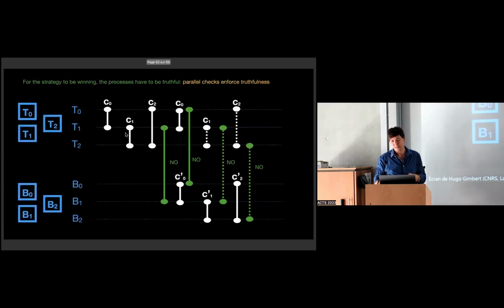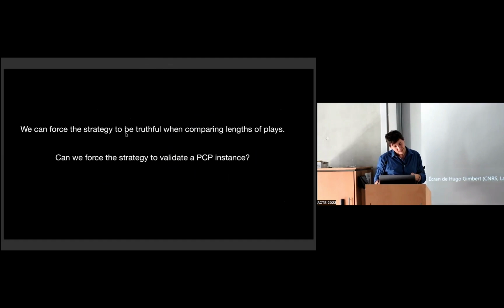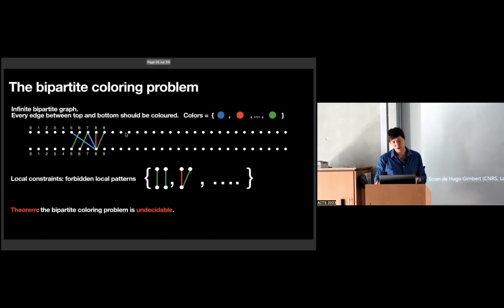Now we can compare numbers, so we can always encode PCP. You can see that it's powerful. You can encode PCP directly, or you can encode another problem, which I tried to invent to make the proof easier to read. It's the bipartite coloring problem. You have to color this ladder of points with colored edges, and you have to be consistent with some forbidden patterns. It's not a big deal, but this problem is clearly undecidable. You can encode PCP in there.